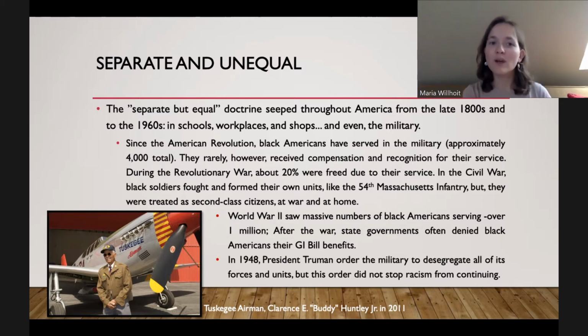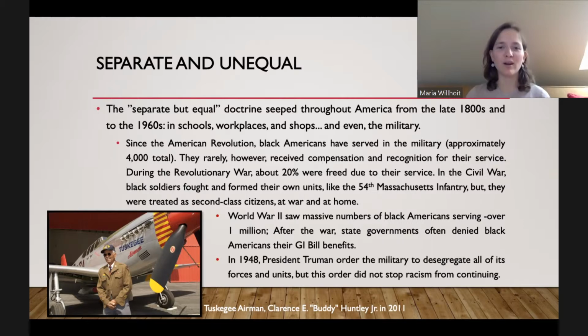And I just want to mention, it's not just in schools, it's not just in workplaces or shops, it's even in the military. We have this problem. And it's weird because, ever since the American Revolution, Black Americans have served in the military, approximately 4,000 prior to World War II. So it's not like Black Americans have never served in the military, they have, but they are often relegated or put onto low positions. They were treated very much like second class citizens. And they rarely, if ever, received compensation and recognition for their service.